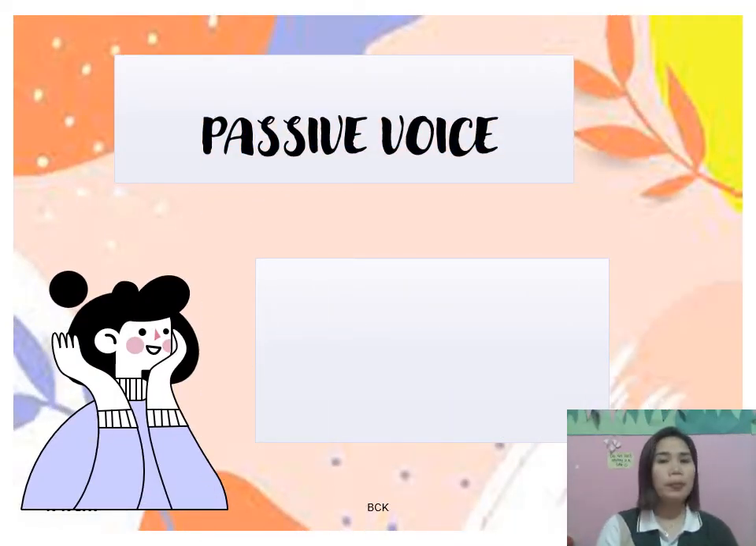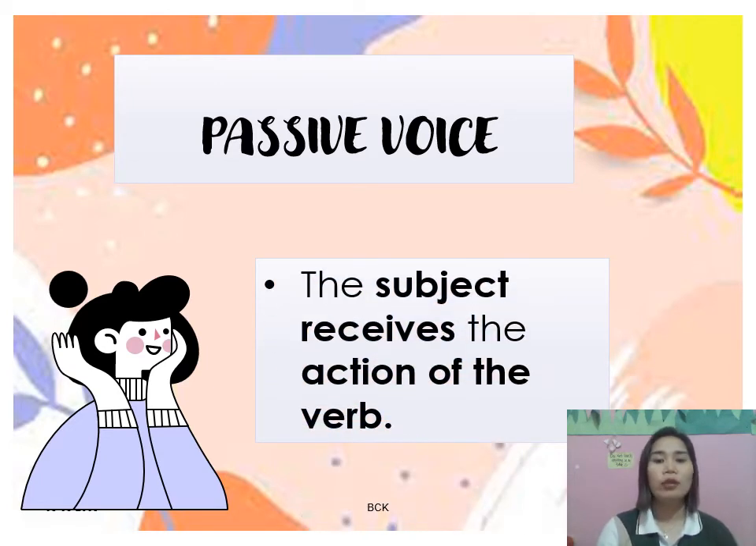Now let's have the passive voice. So passive voice, okay, the subject receives the action of the verb. Like for example, in sentence number 2, we have dinner was made by my little brother. So again, the subject receives the action of the verb. It is passive voice.